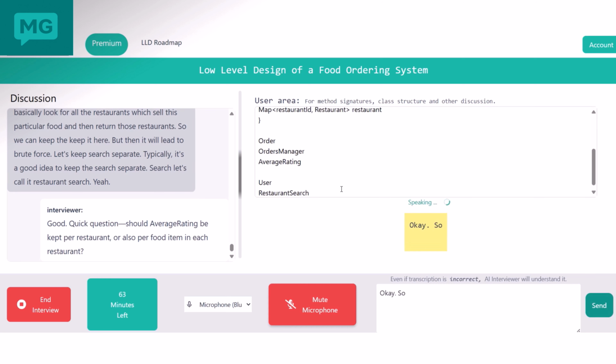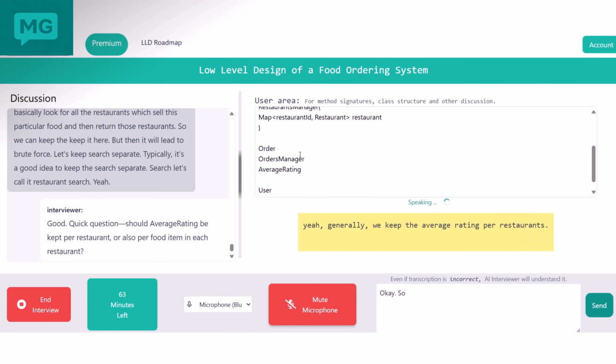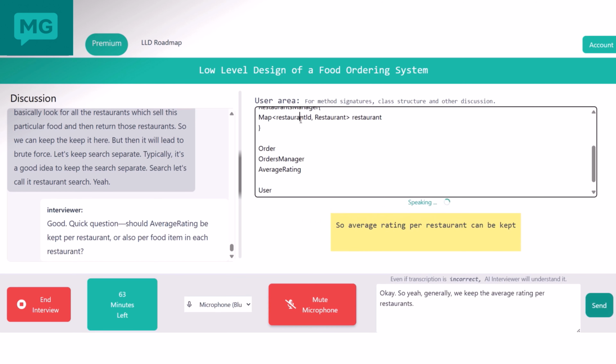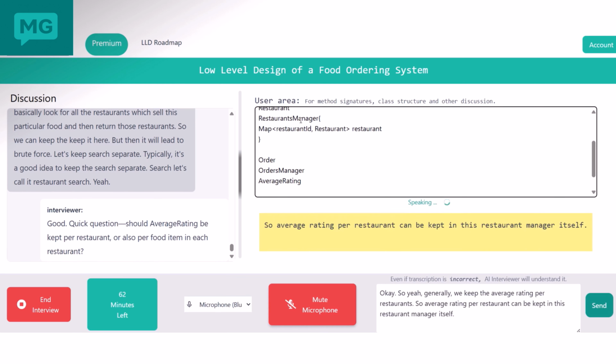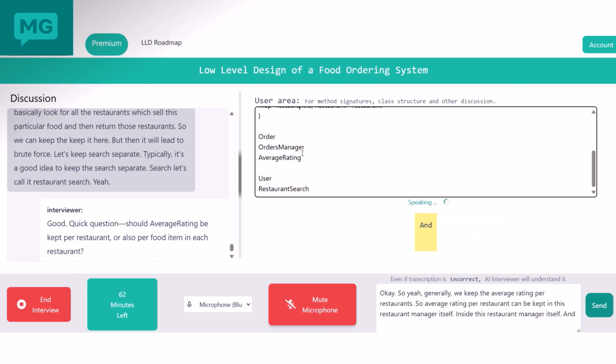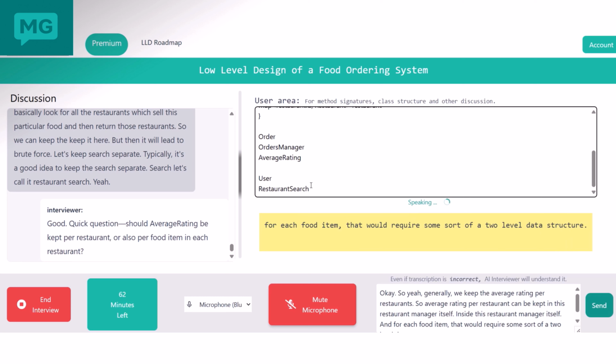Generally we keep the average rating per restaurant. The average rating per restaurant can be kept inside this restaurant manager itself. And for each food item, that would require some sort of a two-level data structure. So that we should keep somewhere separate depending on the use case. So tell me, what is your expectation? How should we do it?